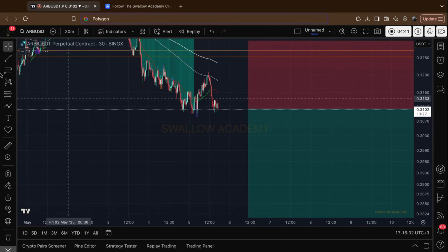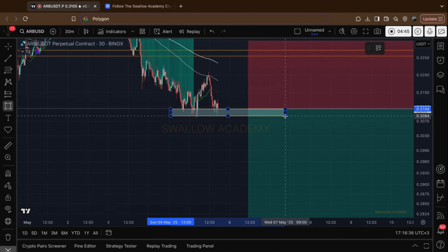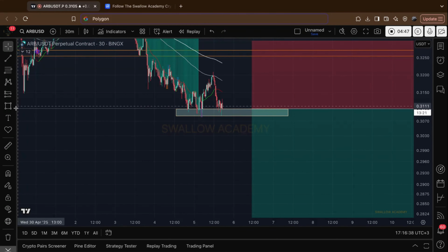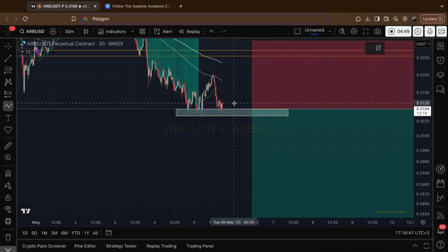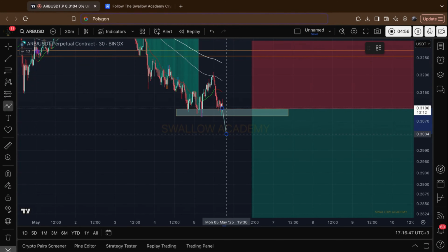Let's drag it this way. What we want to see is break of this area here. Now, once we see the breakdown from this zone, we need to retest it. So immediately we would open a smaller position like 0.5% of portfolio with, actually, 10x leverage because this coin is way too volatile.